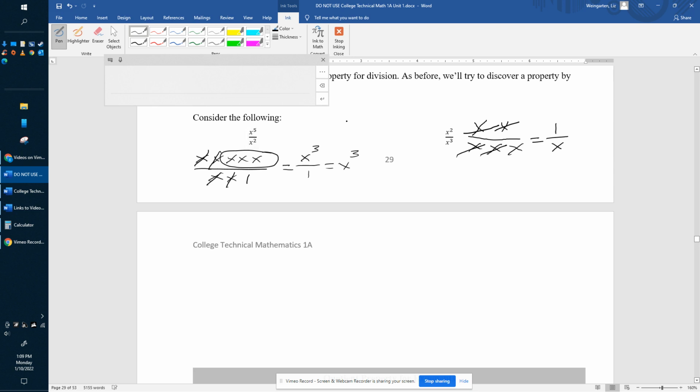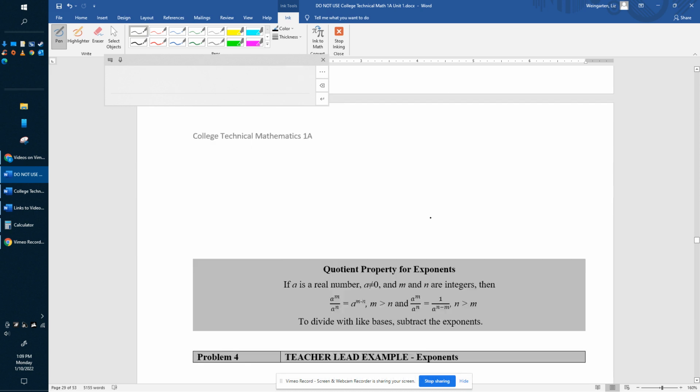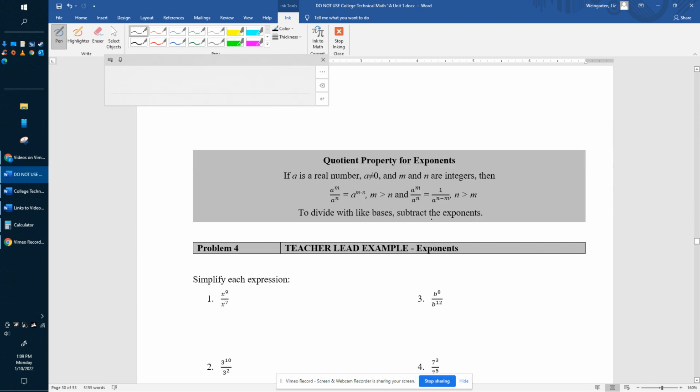So we can see a bit of a pattern showing. When we have quotients, we can simply take the number on top and subtract it from the number on the bottom, if the number on top is bigger. If the number on the bottom is bigger, we take the number on the top and subtract it from the number on the bottom, and that number will stay in the denominator, x to the first, or simply x. And that rule is given to you right here.